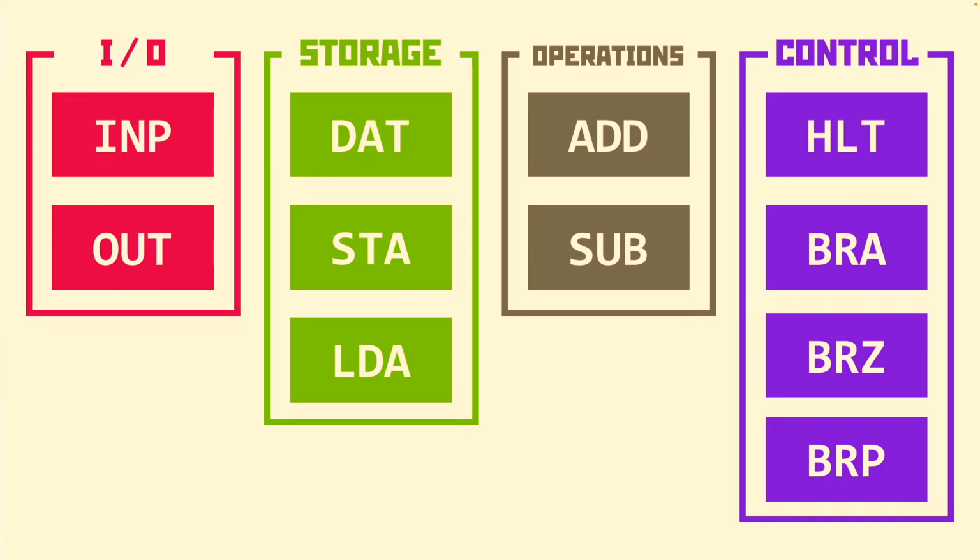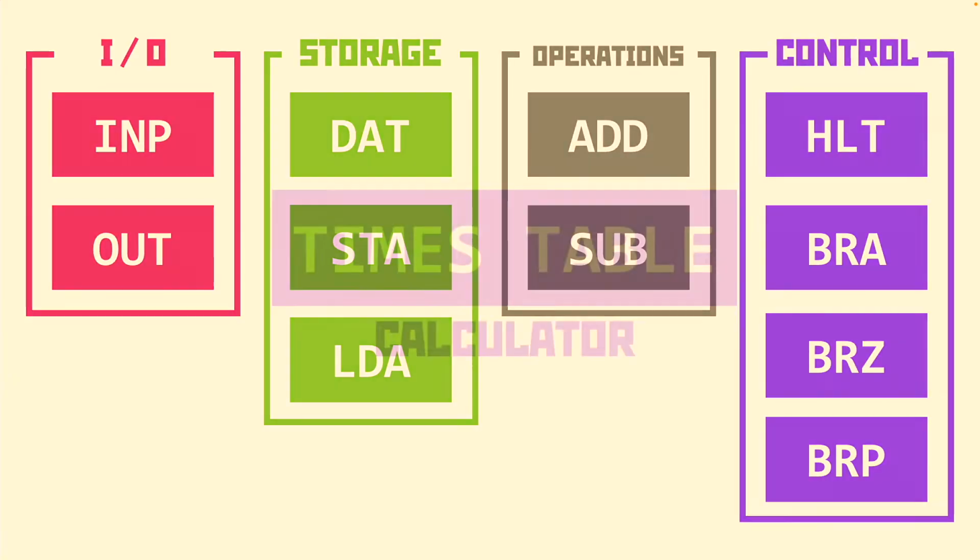HALT stops the program. BRA or JMP is branch or jump. BRZ or JMZ, jump on zero, branch on 0. So in other words, if the number in the accumulator is 0, I would jump to a different place. BRP, branch on positive, which means jump to a different place if the answer in the accumulator is a positive number. Those bottom two are how we get if statements built in.